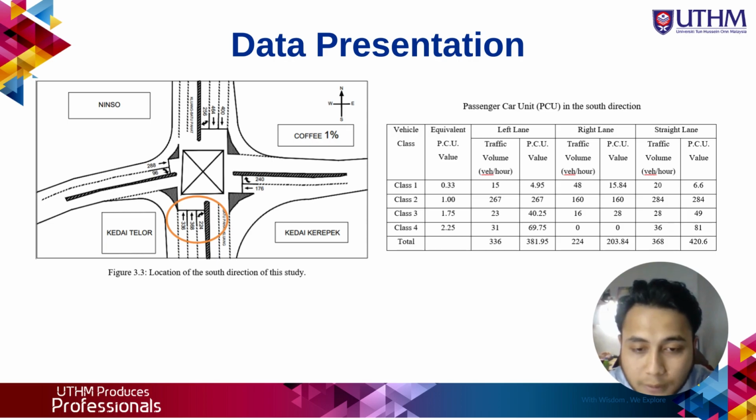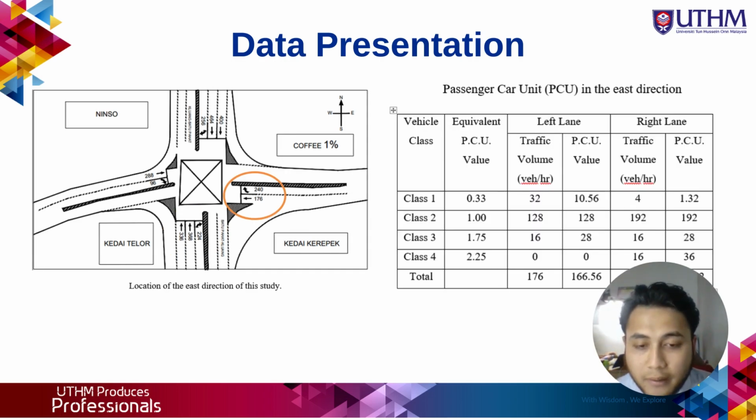Heading south on Jalan Kluang, we observe diverse traffic patterns in the left, right, and straight lanes. The left lane saw 336 vehicles, the right lane 224, and the straight lane 368. PCU calculations reveal a comprehensive view: 318 PCU, 203 PCU, and 420 PCU, respectively.